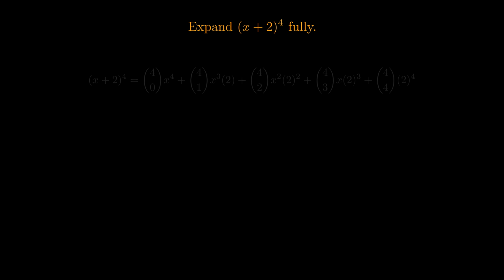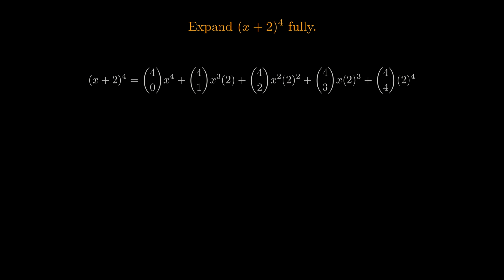Now a proper one. Expand (x + 2) all to the 4. Set a equals x, b equals 2. Lay down the coefficients from row 4 and attach falling powers of x with rising powers of 2. And remember to raise the whole 2. So 2 squared is 4, 2 cubed is 8, 2 to the 4th is 16. Multiply each combination by that power of 2.